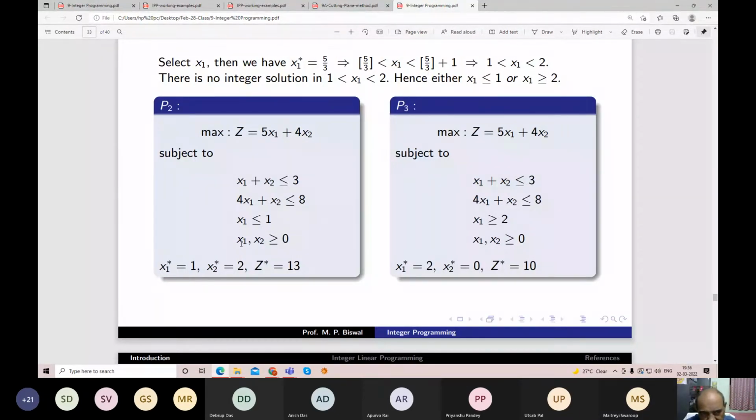P2. Okay, so this P2 gives the better solution. This is the optimal solution, not P3, because it is less. But if it is a minimization type problem, which is better, P2 or P3? P3. It is maximization. For maximization, P2 is better. For minimization, P3 is better. Okay, so we have got the answer: X1 equal to 1, X2 equal to 2, Z star equal to 3.